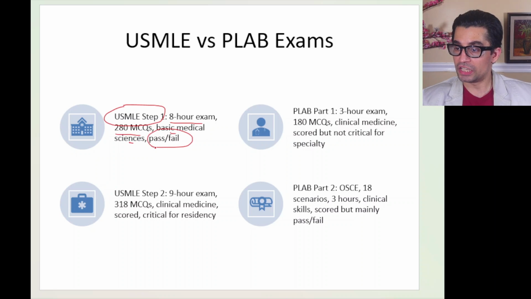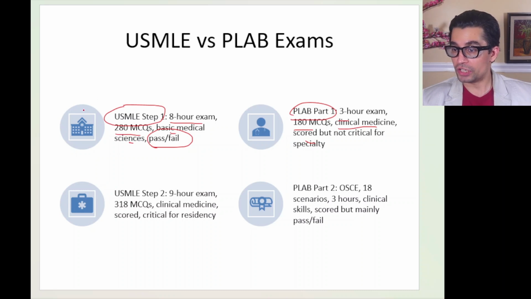Previously, it used to have a score. Now it is pass and fail. PLAB 1 is a shorter examination, around a 3-hour exam, with fewer MCQs, around 180 MCQs, and it is not basic sciences, it is clinical medicine. There is a score, but it does not really matter much.